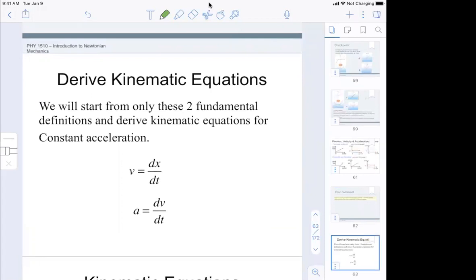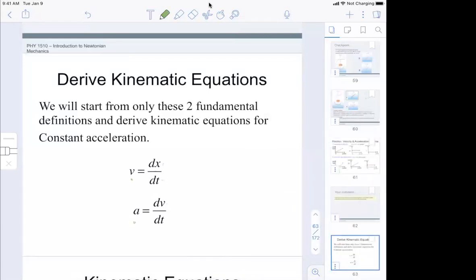All the equations you see in the pre-lecture or in your book come from these 2 equations. These are fundamental. These are the definitions of velocity and acceleration. The definition of velocity is that it is a change of position over time, the derivative of x over time, dx over dt. So that is a definition. The acceleration is the change of velocity over time, the rate of change in velocity, so dv over dt. With these two equations, you can derive any kinematics equation that you want.